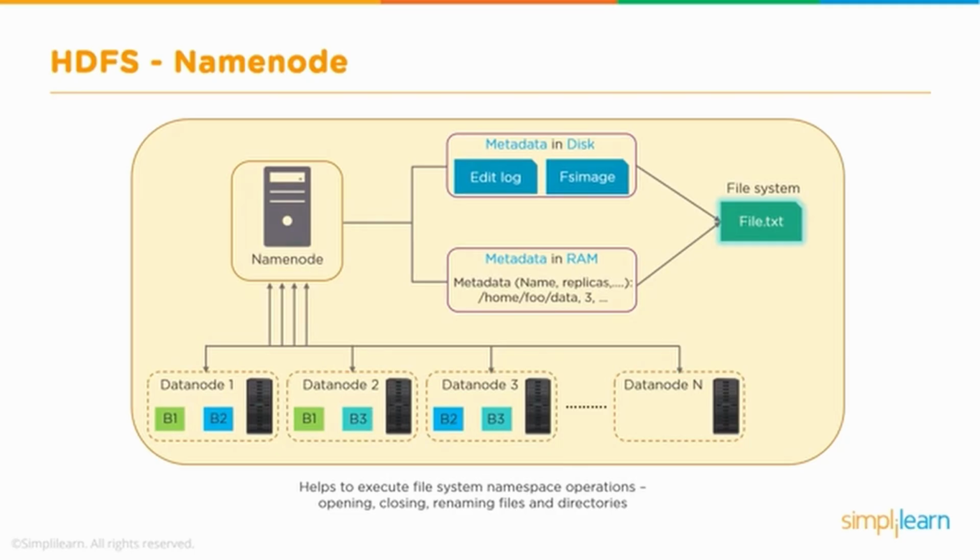Now as we know, name node is the master. It basically helps to execute file system namespace operations such as opening, closing, and renaming files and directories. Even when you delete files and directories, in all of those operations, name node is involved. And your data node is basically storing the blocks on the disk.